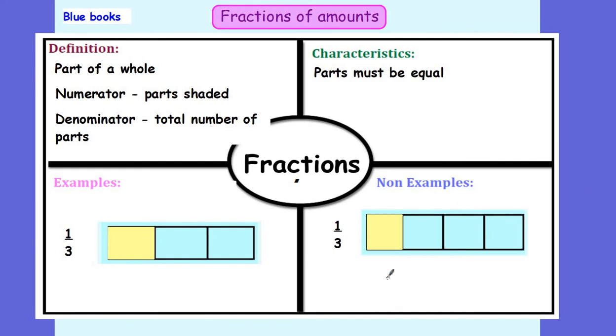What's wrong with my non-example? I've split it into 4, and then I've said that's equal to 1/3. That's not correct. Just because I've got 3 empty spaces, my denominator has got to be all the pieces. So that one would actually be 1/4.